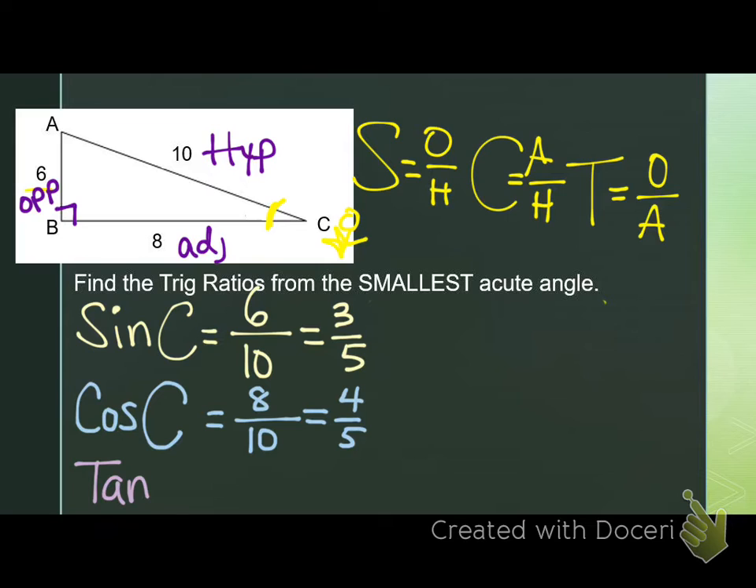Last is tangent, again, from angle C. How do you spell TOA? It's the same way. O over A. TOA. So, opposite, which would be 6, over the adjacent, which is 8. This reduces to 3/4. This is literally the answer.